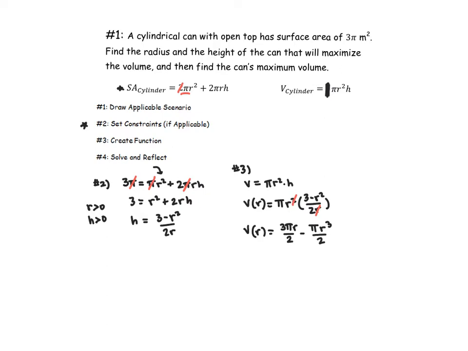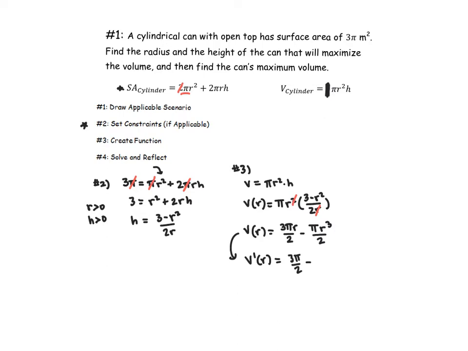If I want to maximize the volume, what I want to do is find where the change in the volume with respect to the radius is equal to 0. So now is when we employ the derivative. Okay, so I'm going to take the derivative of v of r. My first term is a constant times r, so I'll get 3 pi over 2.